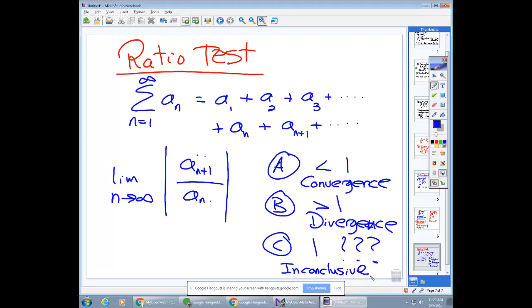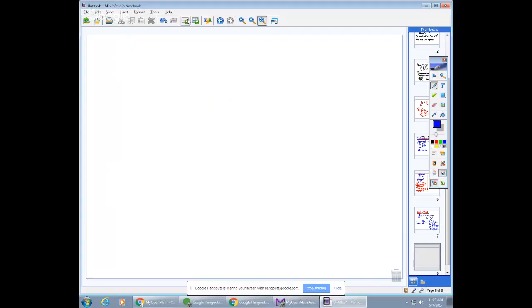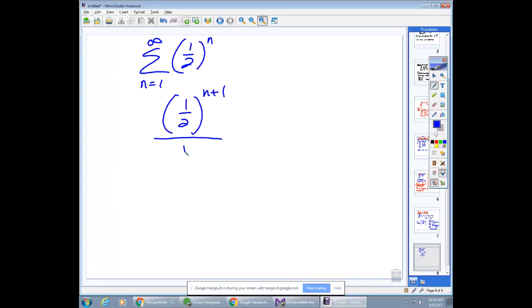The motivation for this comes from geometric series. So consider one we looked at earlier, the sum as n goes from 1 to infinity of 1/2 to the n. Applying the ratio test to this, I would take 1/2 to the n plus 1 and divide by 1/2 to the n. Now I don't have any alternating signs, so I don't care about the absolute value, but I want to take the limit of these.